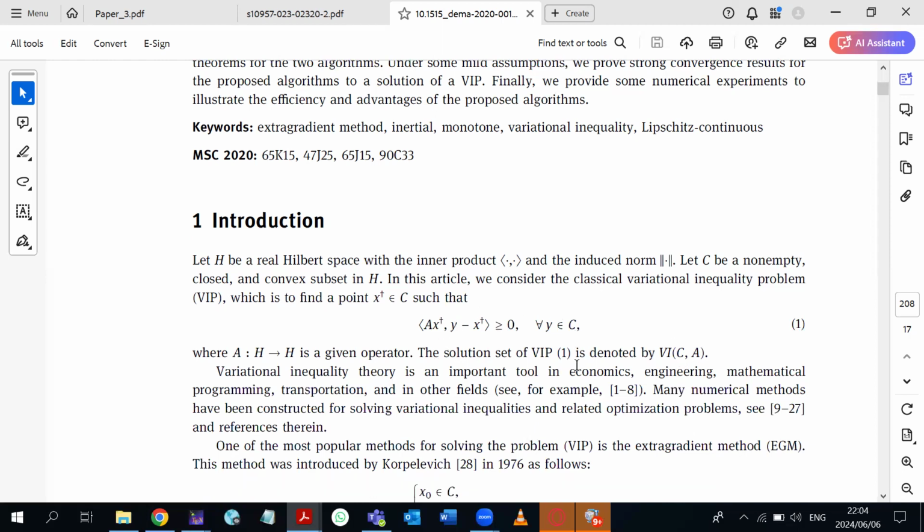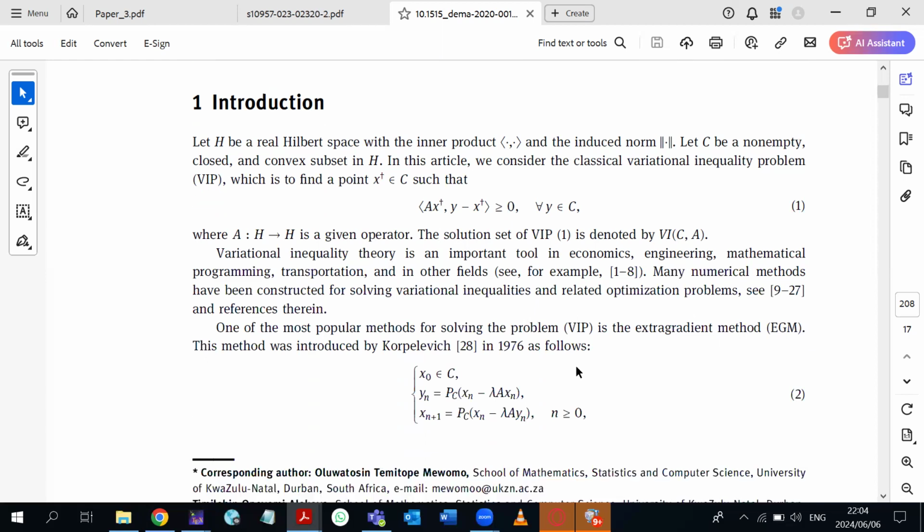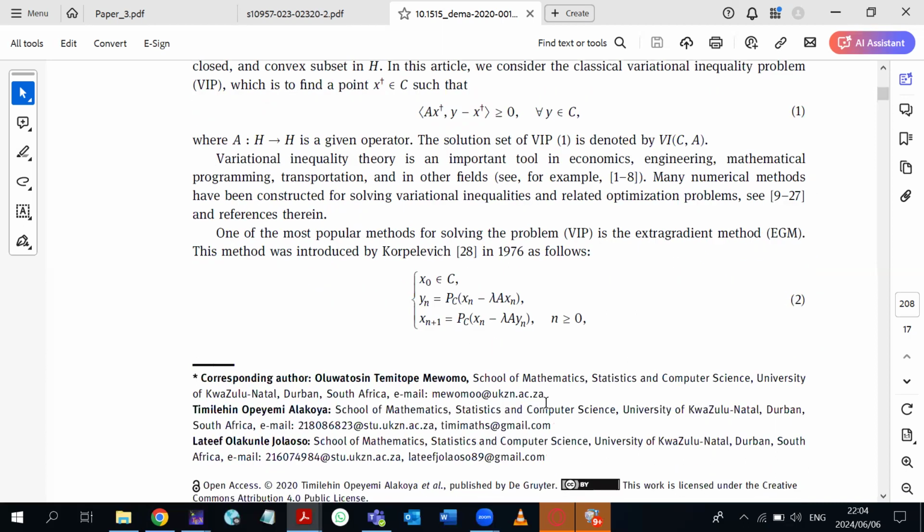Now the first methods, these are pioneer methods. But of recent, our methods were introduced, and that's what I want us to go through. And algorithm 1.1. So go to algorithm 1.1.